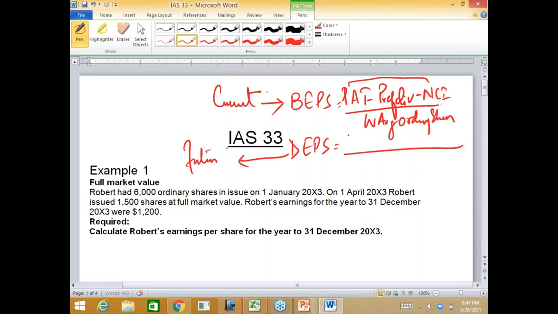When we are calculating the diluted EPS, the formula will be the same. In the numerator, we will have earnings, and the denominator will have weighted average ordinary shares plus notional shares. That's the formula that we use for the calculation of earnings per share.